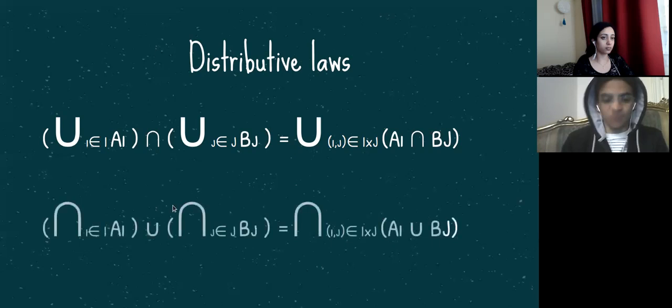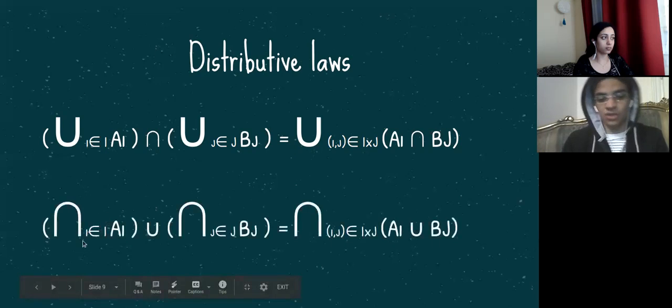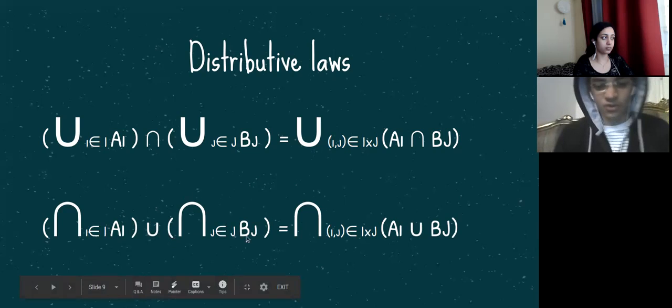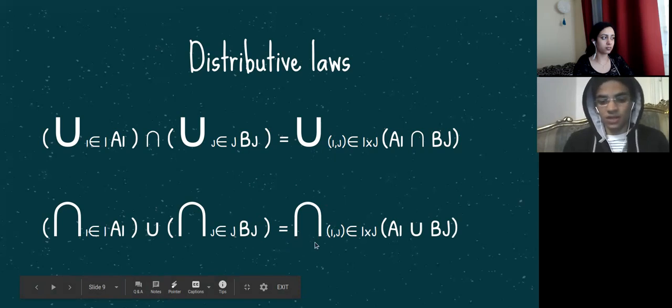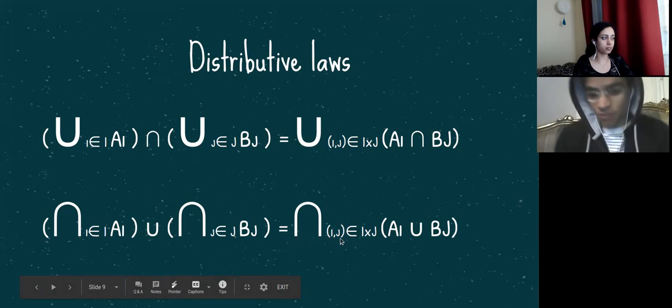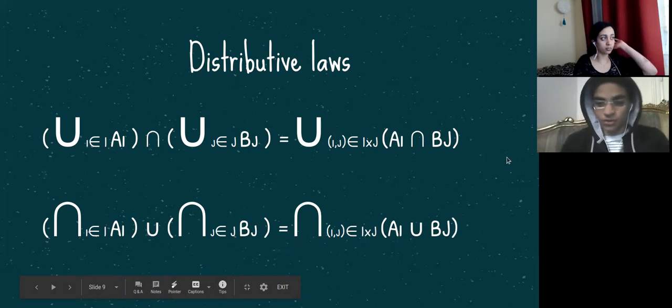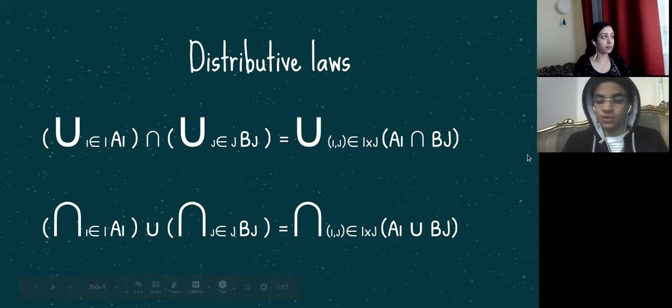The same thing applies for the intersection. I can take the intersection over i belonging to I of A sub i, union the intersection over j belonging to J of B sub j. This would be equivalent to the intersection taken over the ordered pair (i, j) belonging to I cross J, or the Cartesian product of I and J, of A sub i union B sub j.